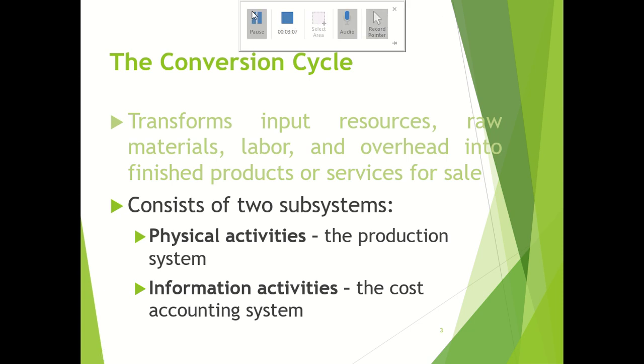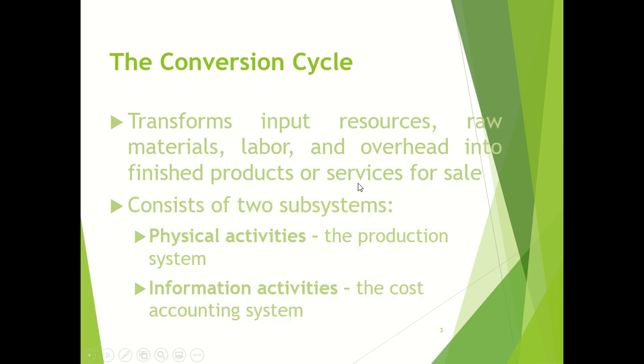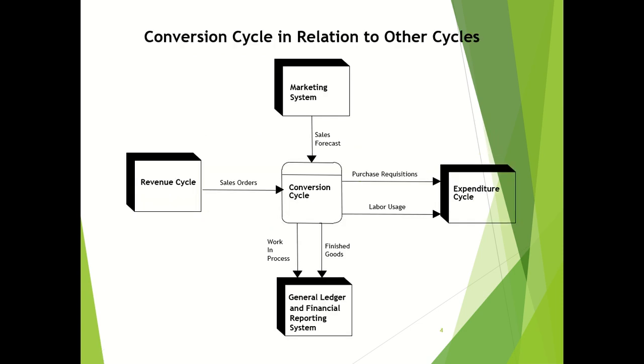Any questions so far? Wala? Okay, so let's proceed to the overall overview of our conversion cycle in relation to the other cycles as well. As you can see in this flow, it illustrates that the central role, the one in the middle, is the conversion cycle, and it interacts with the other business cycles, which are the revenue and the expenditure cycle. The production is triggered by customer orders coming from the revenue cycle, and by the sales forecast from the marketing department.